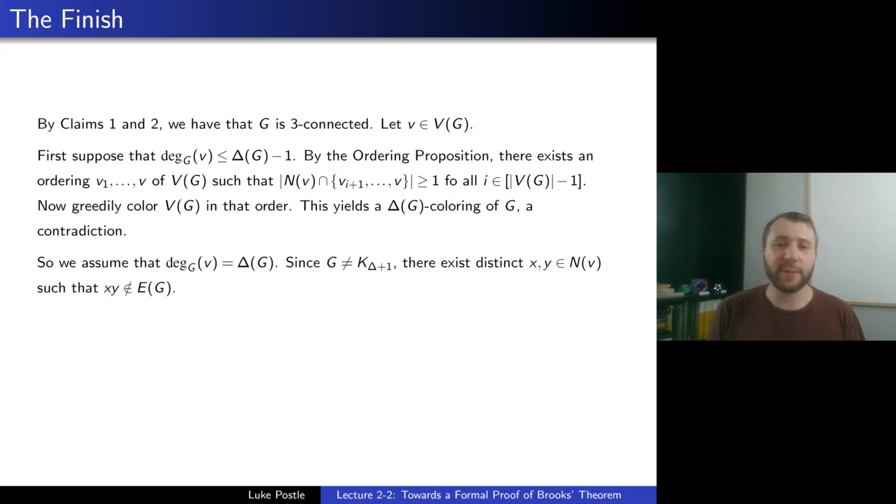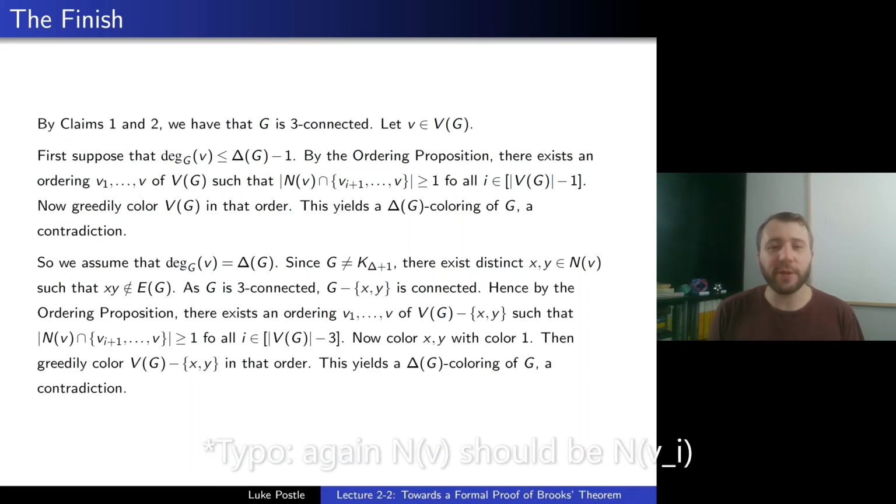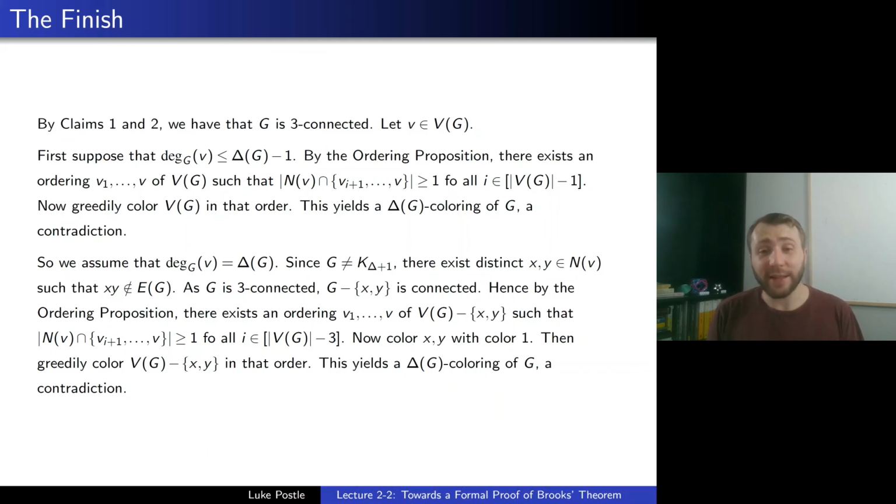In the other case, we assume that the degree of v in G is delta of G, and since G is not complete, there exist distinct x and y in the neighborhood of v that are non-adjacent, as we had mentioned. And as G is 3-connected, we find that G minus x, y is connected. And so again, by this ordering proposition, we get a nice ordering. And now we color, this time of G minus x, y; we color x and y with color 1, say. Not importantly the same, then we greedily color in that order. And this yields a delta of G coloring of G, a contradiction.